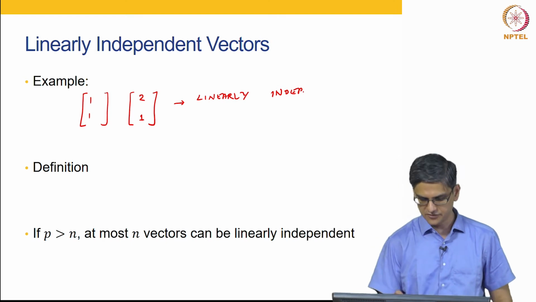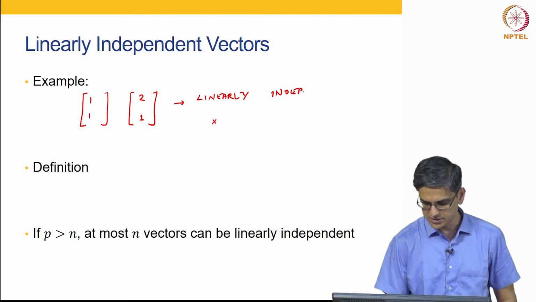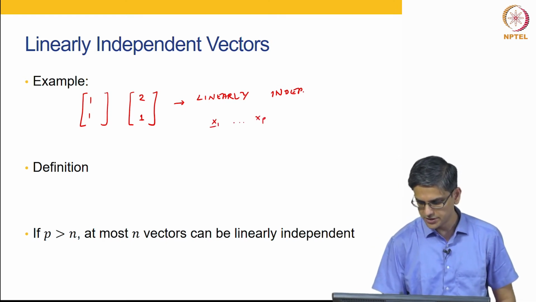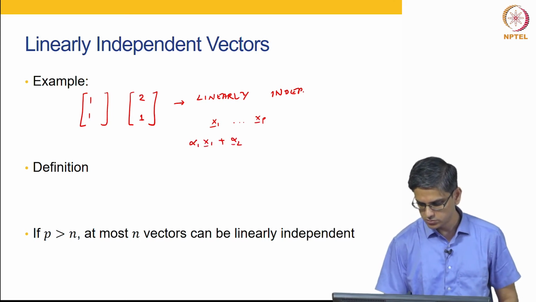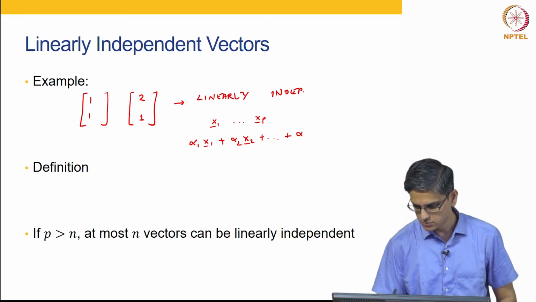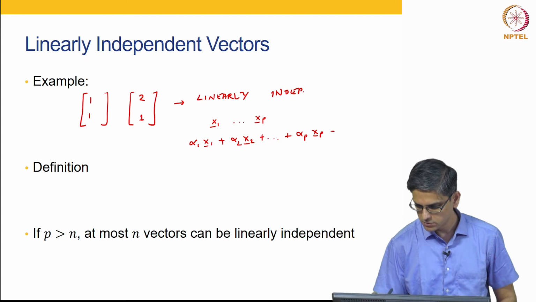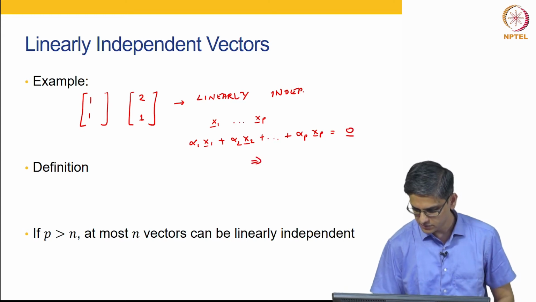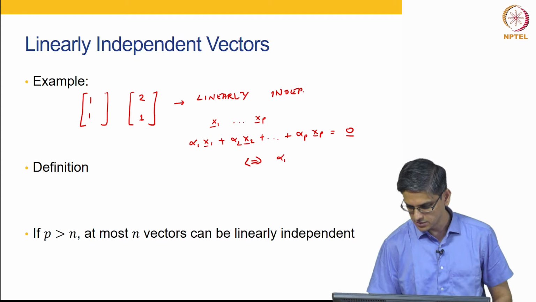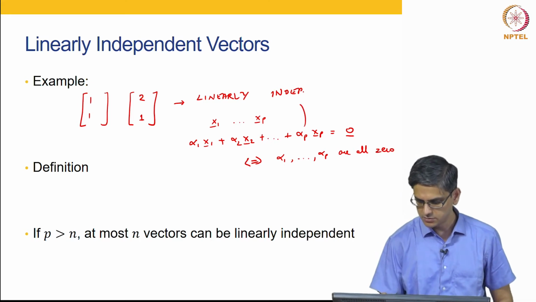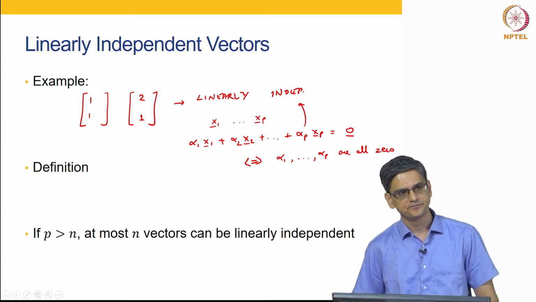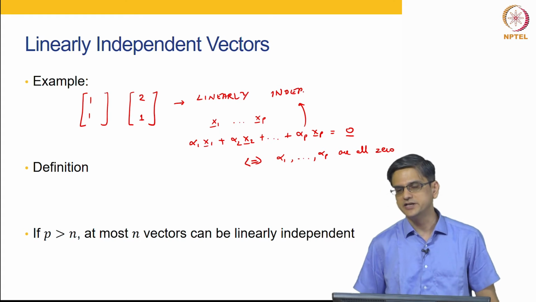What is the formal definition? If you have vectors x1 bar up to xp bar, and alpha 1 x1 bar plus alpha 2 x2 bar and so on implies alpha 1 up to alpha p are all 0, then these vectors are linearly independent. If not, then they are linearly dependent.